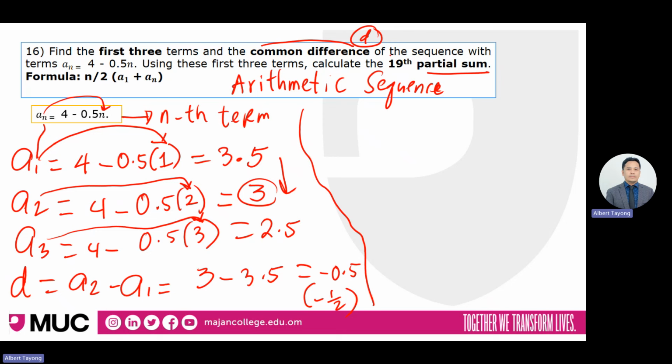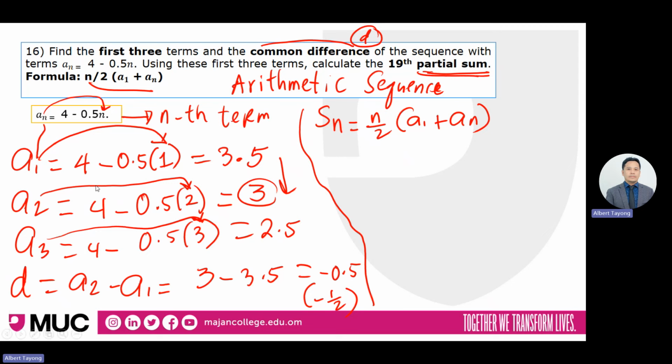So to find the 19th partial sum, we have to use the formula. The formula is given: n over 2 times the quantity of a sub 1 plus a sub n. When I say partial sum, most of the series, when we are talking about series or sums of the terms, most of them are partial only. We cannot add all because it will keep on going.